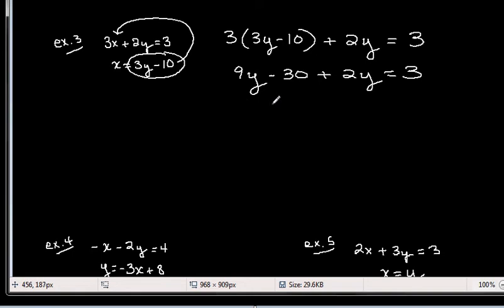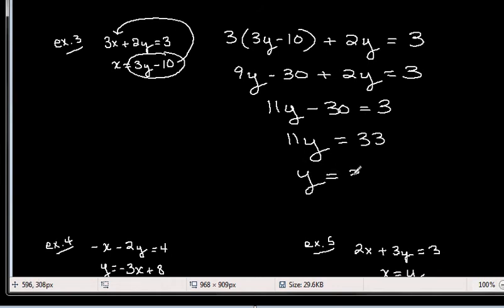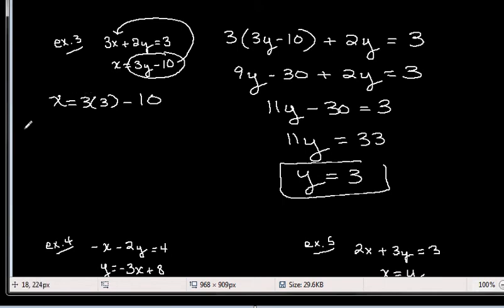At any point you can turn the video off and try it yourself and then see if you get the correct answer. So you get 11y minus 30 equals 3. 11y equals 33, because I'm adding 30 to both sides. Y equals 3. Go back and find x. X equals 3 times 3 minus 10. And we're going to get x equals 9 minus 10, which is -1. Okay, we have 2 more to go through.